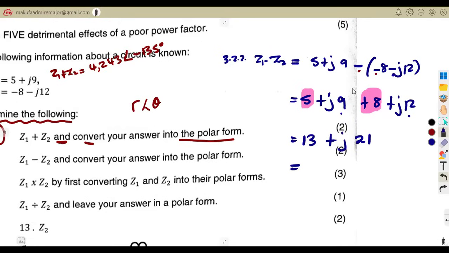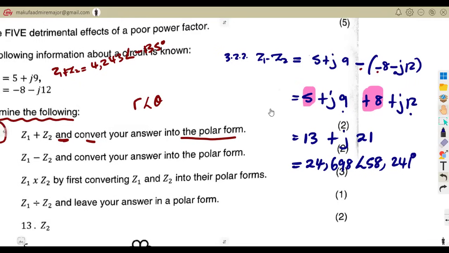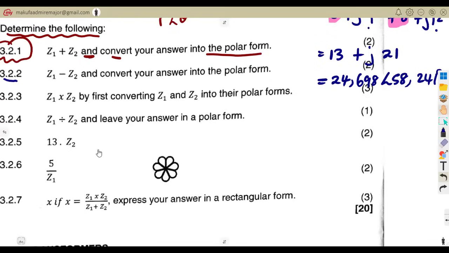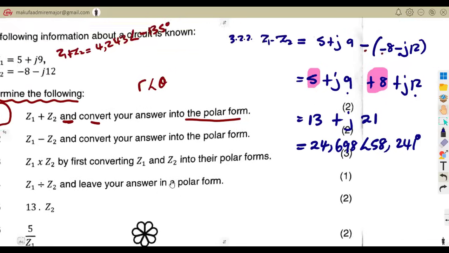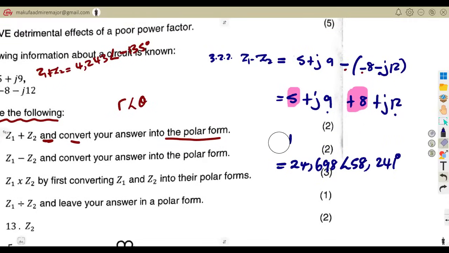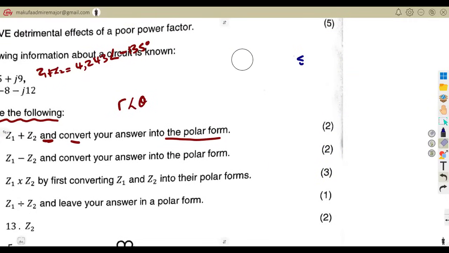So in polar form, just like I used the calculator there, guys, you're going to get 24.698 at an angle of 58.241. So use the calculator the same way that I presented there. So that was your Z1 minus Z2. There's no way that Z1 and Z2 here is needed. We can even erase this one. Okay, that was our answer there. And for Z1 and Z2, you can even write the ohm. The ohm is still there.